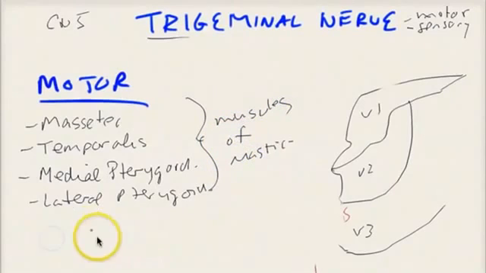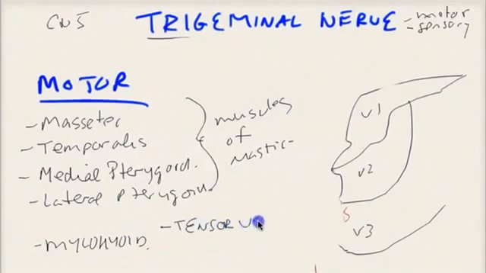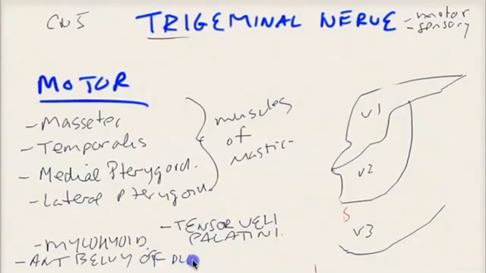Now, the four other muscles supplied by the mandibular nerve include the mylohyoid, the tensor veli palatini, the anterior belly of digastric, and the tensor tympani.